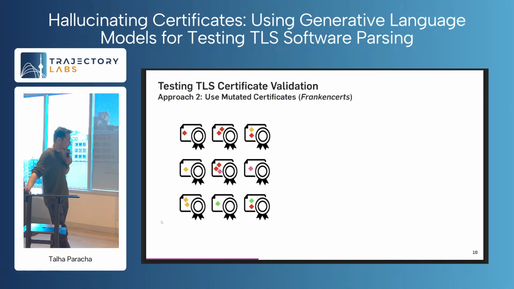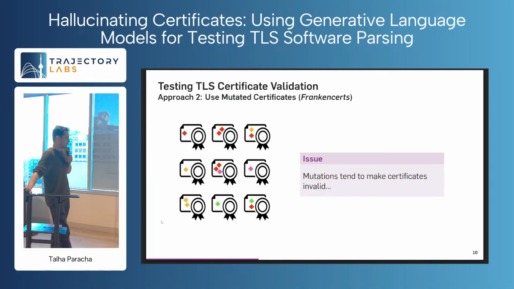So an interesting approach introduced by this work, frankencerts, mutated pieces of real certificates to come up with a synthetic data set. And this is the seminal work in this area, and the work was very effective in finding new bugs. Unfortunately, the problem with this approach is that most mutations make certificates invalid, and so it's not very efficient. In the work, the authors generated like 8 million certificates to cover different bugs.